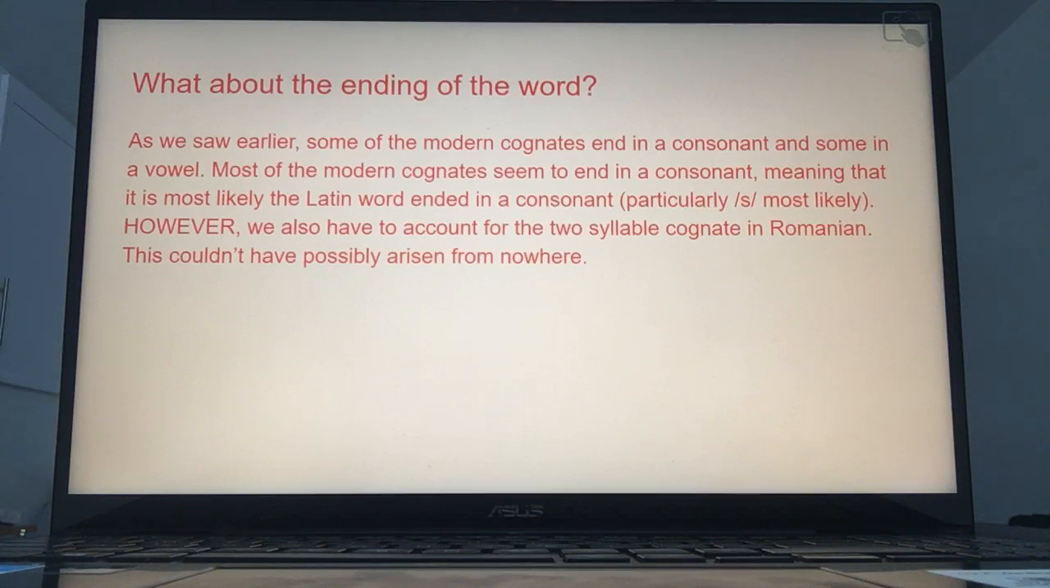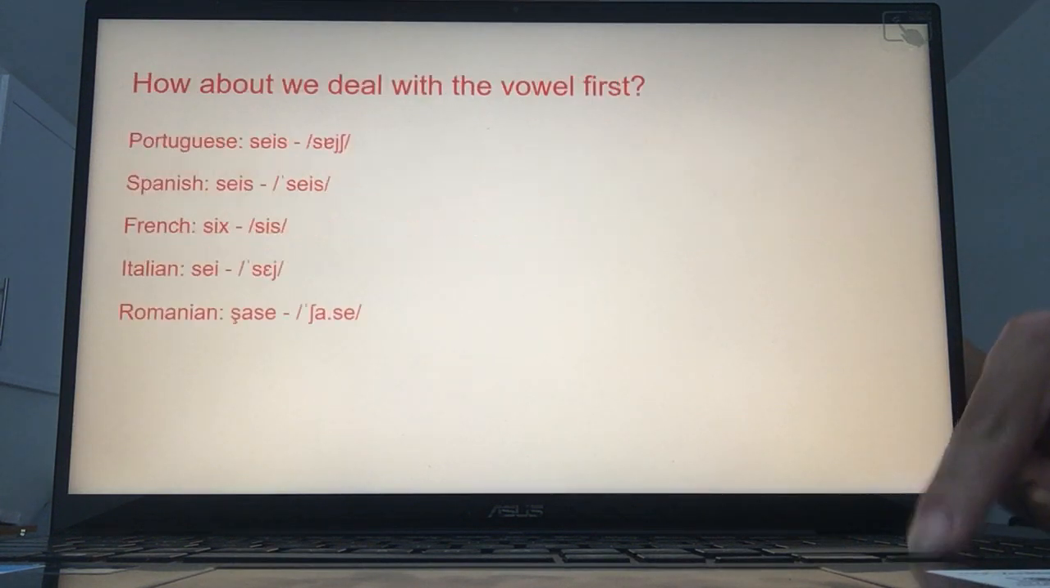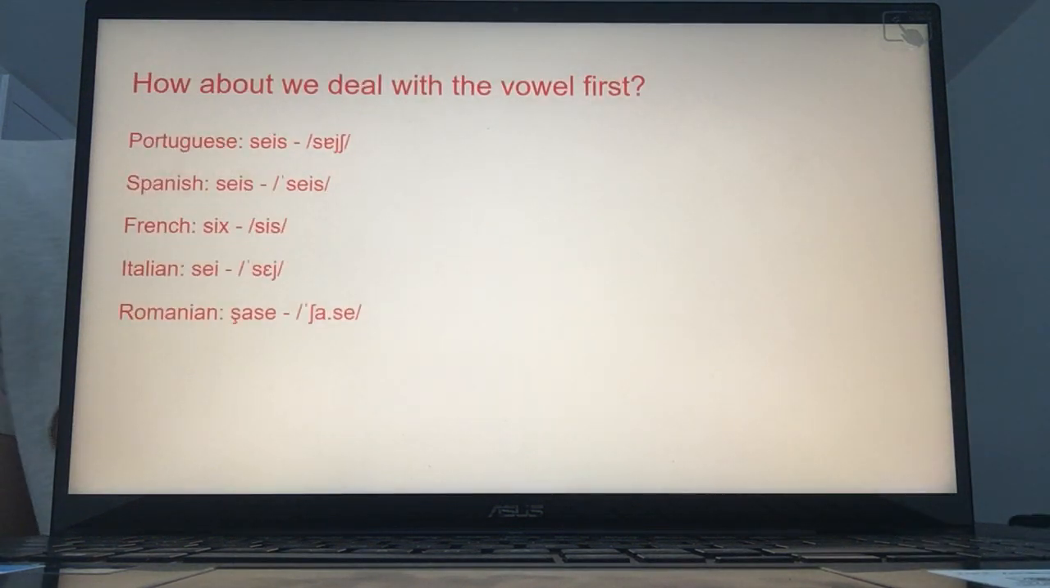However, we also have to account for one more thing. Romanian's cognate has two syllables, and that could have possibly arisen from nowhere, so maybe we should analyze that. But first, how about we take care of the vowel? So I'll read out the vowels to you guys. I, A, E, A, A.